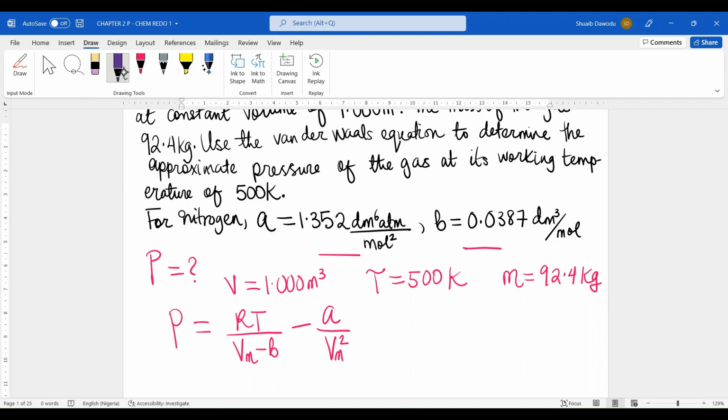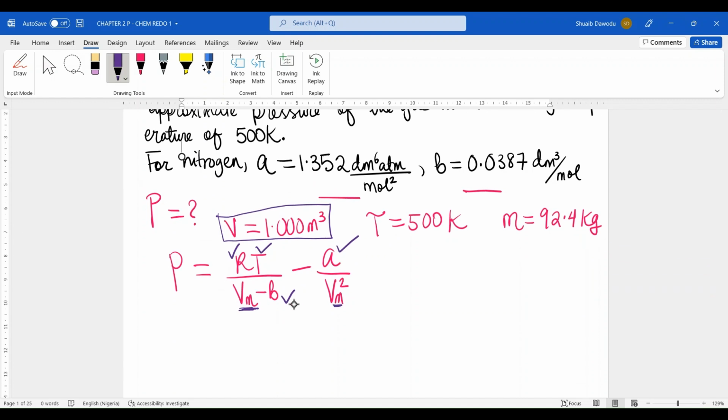Looking at this, we know R because it's simply the gas constant. We know temperature, we know B, we know A, but we have molar volume and then molar volume squared. What we're given in the question is just volume. We actually don't have molar volume. And for those of you who don't know, molar volume is simply the volume divided by the number of moles.